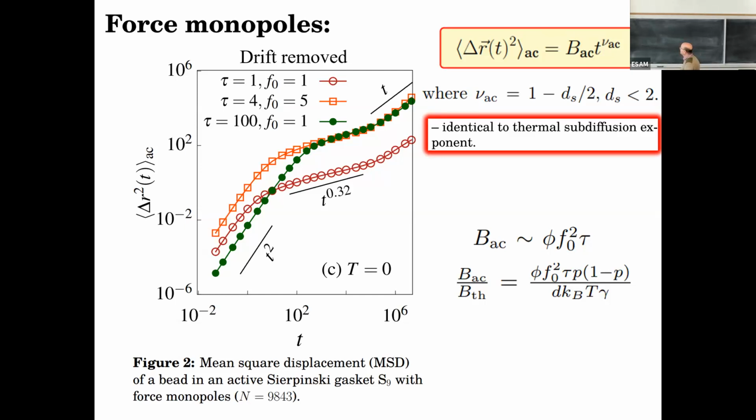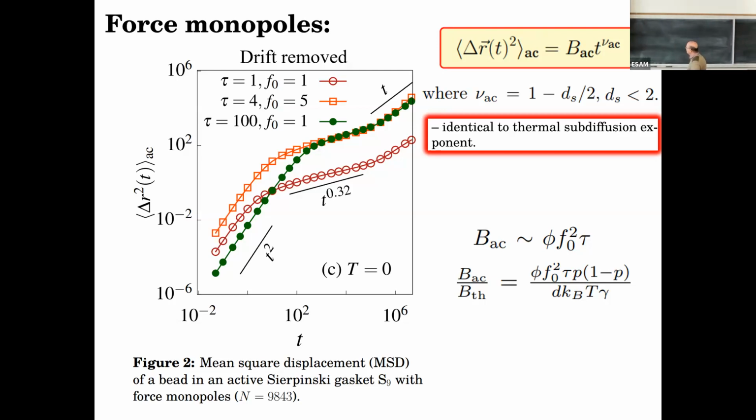As we predicted analytically, we get this kind of active subdiffusion exponent, which is exactly equal to the passive one. Okay, it's exactly equal. But of course, the range of this subdiffusion regime before it goes to t is depending on parameters. And I have to say we remove the drift, because there is some net force monopole. So even if you choose them at random direction, there is some small net force which gives you a drift. Remove the drift here, so you get only diffusion.